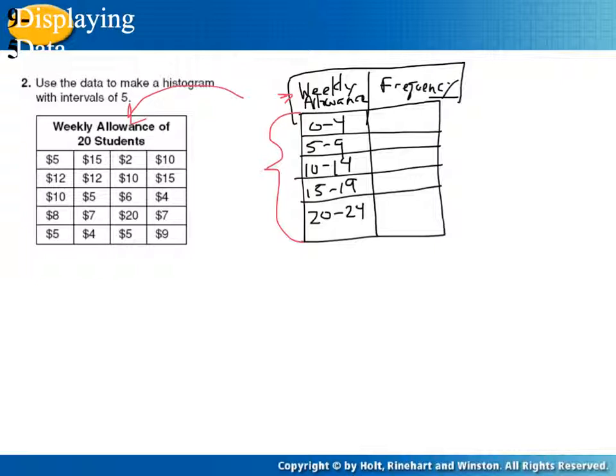So what's the total number of values I have between 0 and 4? Well, I have 1 here, 1 here, 1 here. There are 3 values between 0 and 4. And I just put a 3 in there and cross off my values. From 5 to 9, that includes 5. I have 1 here, 1 here, here, here. Here, here, here, here. How many values do I have between 5 and 9? 9. And crossing those off.